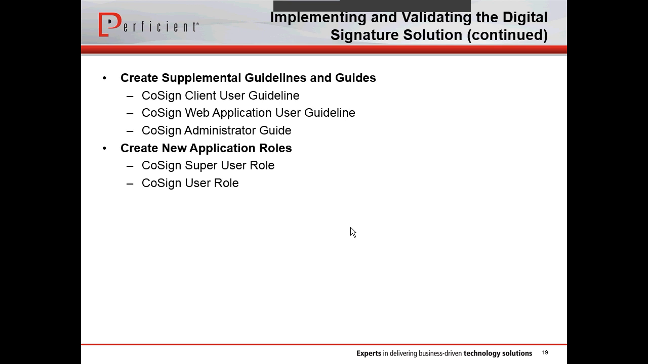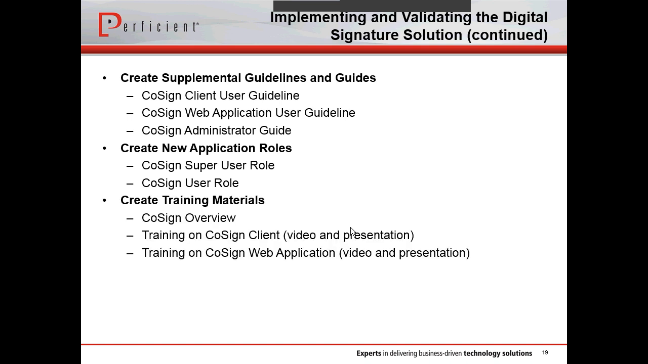So we have the super user role and the CoSign user role, and then these roles we had to assess: who was going to get the super user role, who was going to get the user role, and figure out who had to train on which guidelines, that kind of thing. And then we created training materials.